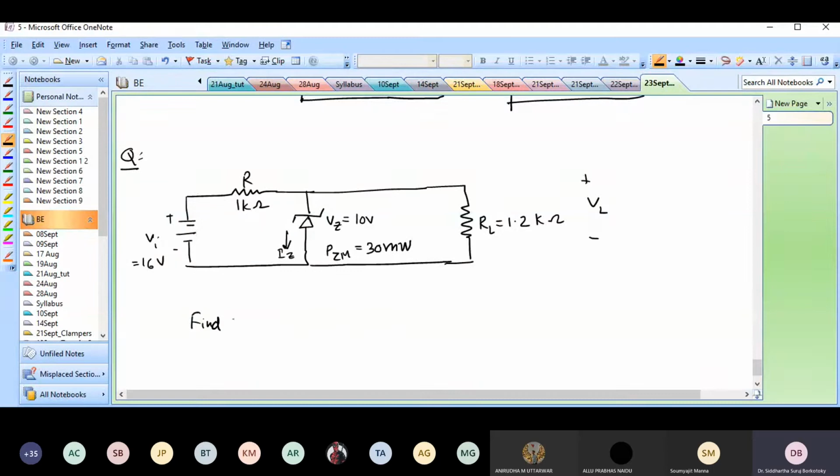So the question is, we are asked to find VL, which is the load voltage. We are asked to find VR, the voltage across the resistor. We are also asked to find IZ and PZ. What is PZ? PZ is the power being dissipated by the Zener diode. We discussed this term before. So whenever you see P, you'll know that it's some sort of a power typically. So these are the things we want to find.